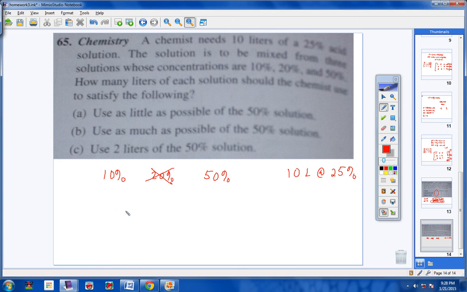Here we go again. I'm going to say my 10% times x liters plus my 50% times now here it is, 10 minus x. This is all acid: my total liters here times 0.10 is acid, my total liters here times my 50% is acid. I have acid plus acid equals total acid, which is 0.25 times 10. That's total acid. So here we go. 0.10 times x is 0.1x. 0.5 times 10 would be 5. And then 0.5 times x is negative 0.5x equals 0.25 times 10 is 2.5.